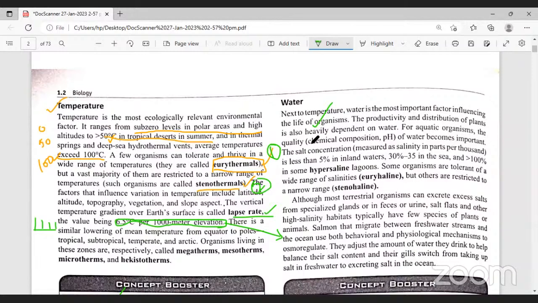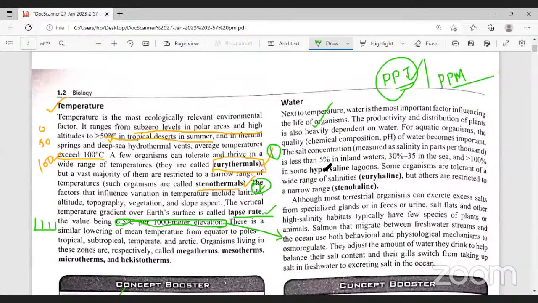For aquatic organisms, the quality, the chemical composition, and pH of water become very, very important. The salt concentration is measured as salinity in parts per thousand, ppt. They have given us ppt here. Sometimes it may be parts per million, ppm. Likewise, there are two units. Here they have used parts per thousand.